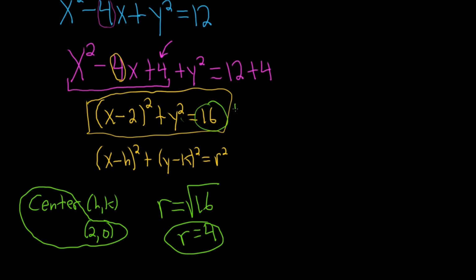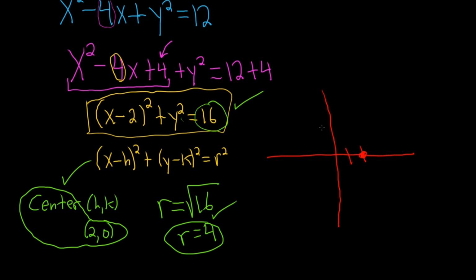Okay, we have the standard form, we have the center, we have the radius. The only thing missing is a sketch. So here's the y-axis, here's the x-axis. So (2, 0) is right here. From the origin, you just go right 2 and up 0.